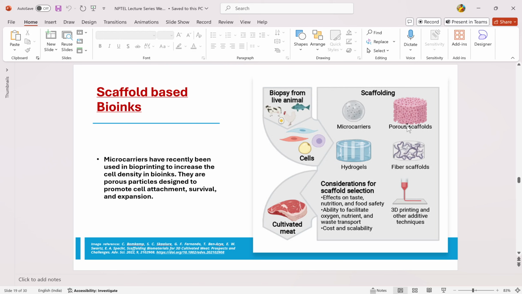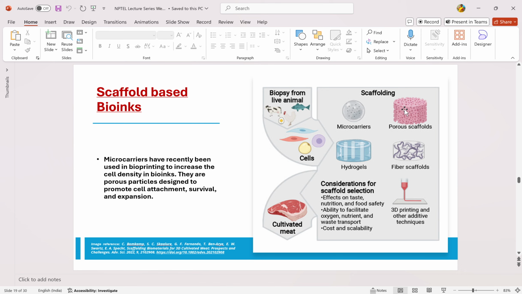So apart from that, you can also see other kinds of scaffolding that can be done, like microcarriers. Porous scaffolds you can use, hydrogels you can use, and fiber scaffolds you can use. Fiber scaffolds, just now we were talking about electrospinning. So fiber scaffolds will come through by electrospinning.